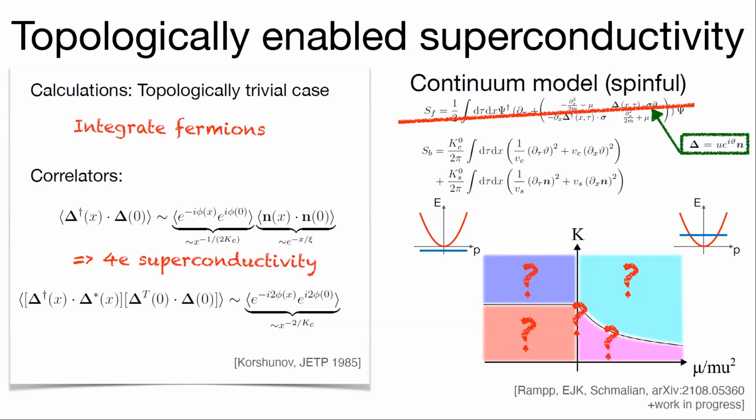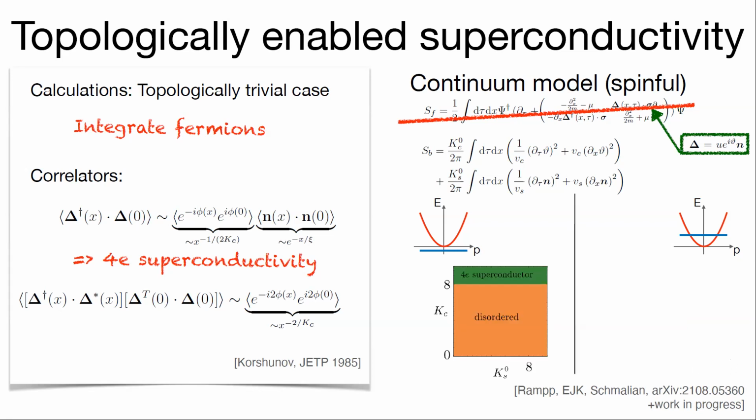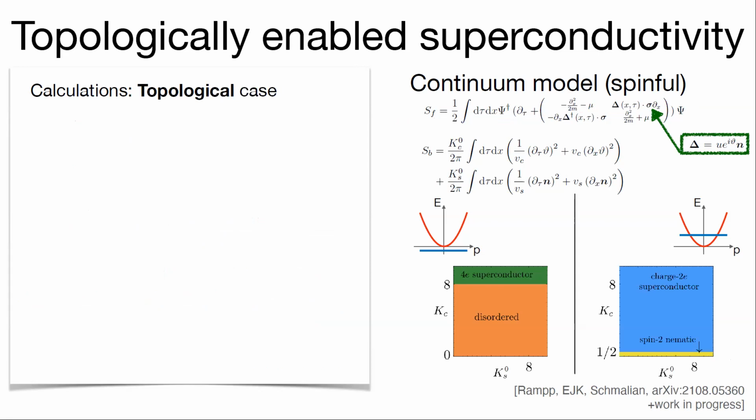Then you can ask yourself the question, okay, so what happens with vortices? It turns out that even half quantum vortices are enough to disorder the system, but I won't go into details for that. The important information is that at best we have a 4e superconductor. And then below a certain strength of the stiffness here, we get a disordered phase. Now, the topological case.